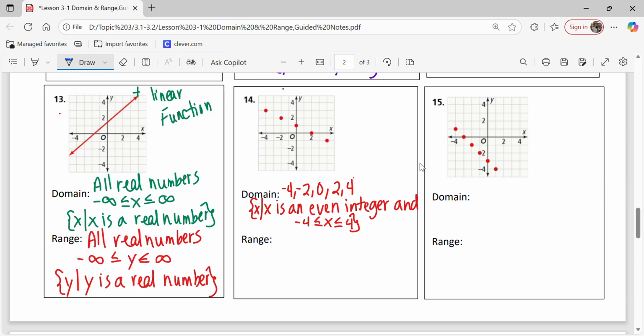Range, going from -1, 0, 1, 2, 3, writing it in set builder. These are only integers, so y is an integer. And then my condition is that they're integers, and then writing it as an inequality, they're integers between -1 through 3.